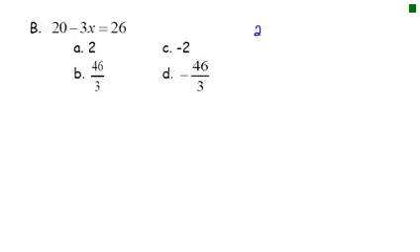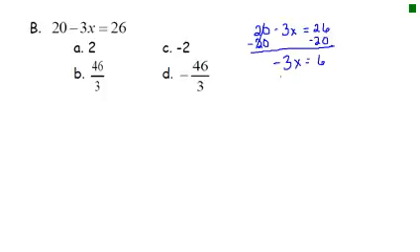So we've got 20 minus 3x equals 26. First thing we want to get rid of is that 20. To get rid of 20, we want to subtract 20 on both sides. Those will cancel out because 20 minus 20 gives us 0. Bring down a -3x equals 26 minus 20 gives us 6. Divide by -3. And x is equal to -2. So that gives us C.